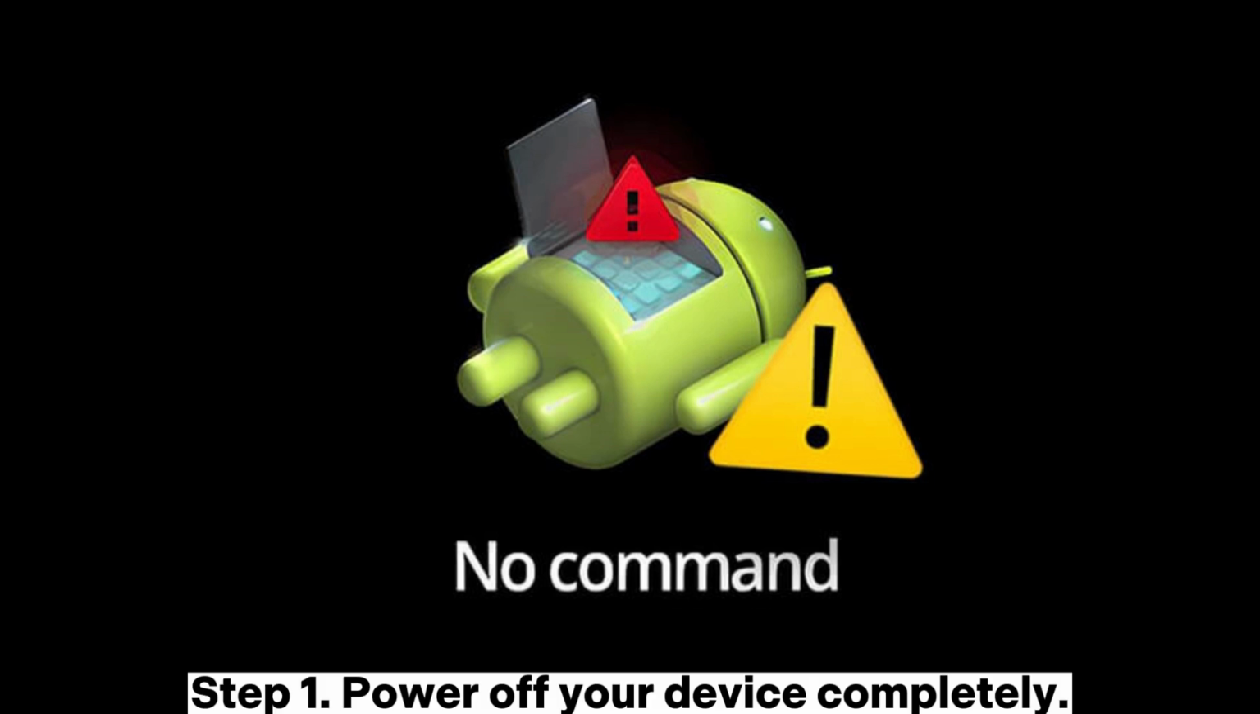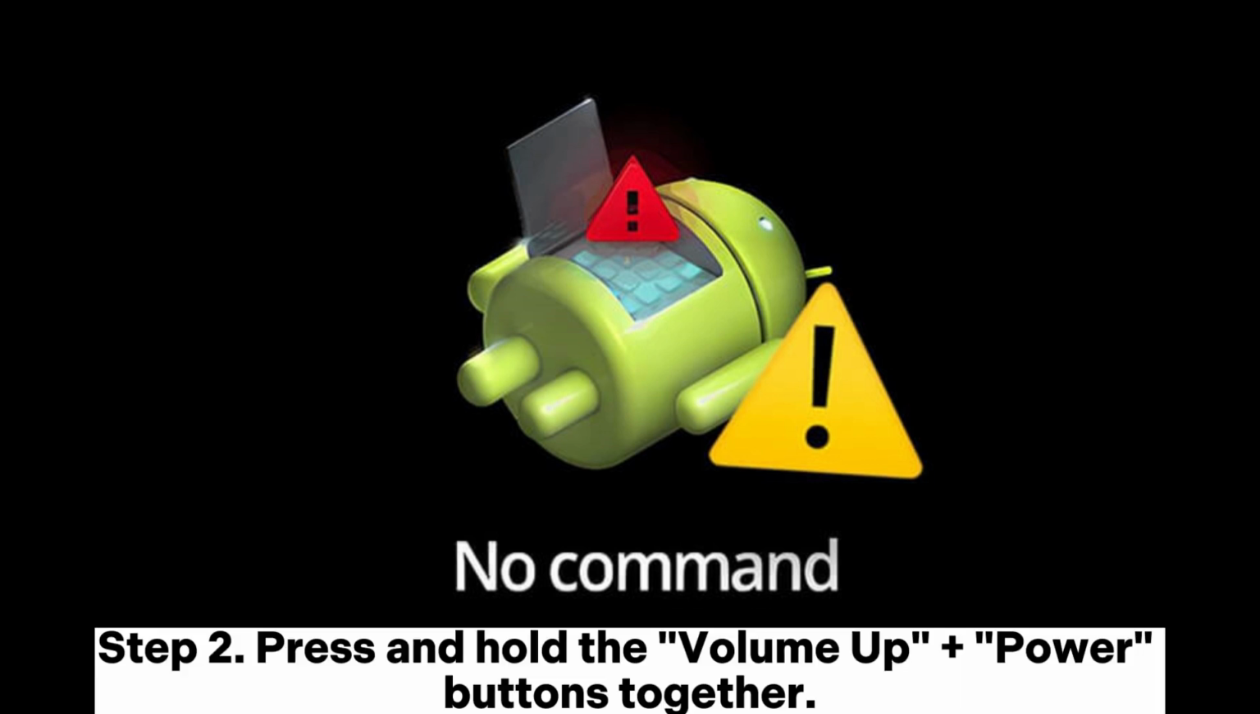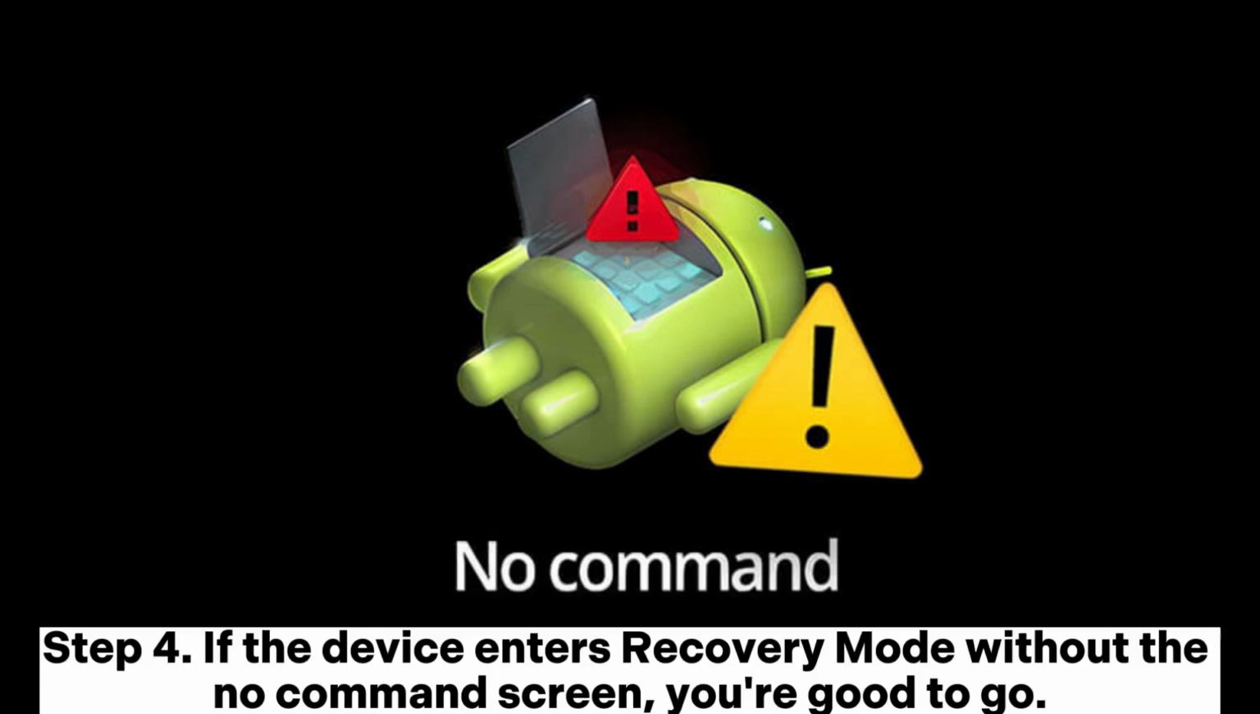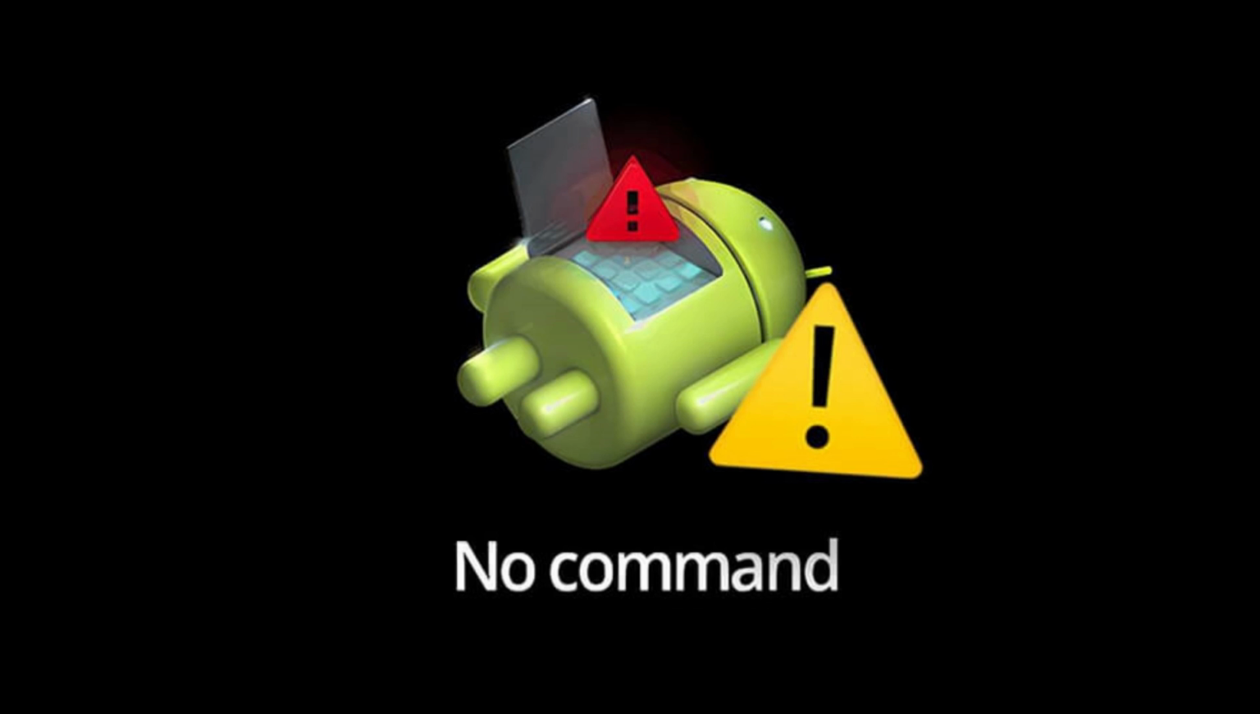Step 1. Power off your device completely. Step 2. Press and hold the volume up plus power buttons together. Step 3. Release the power button once the Android logo appears, but keep holding the volume up button. Step 4. If the device enters recovery mode without the no command screen, you're good to go.